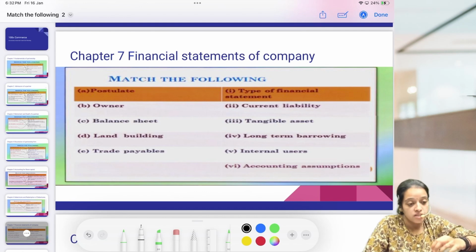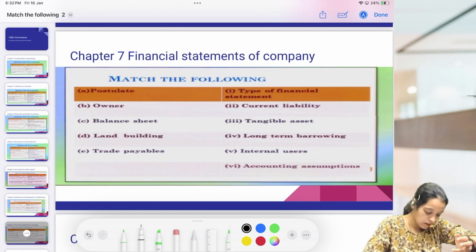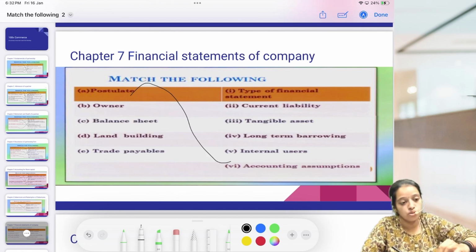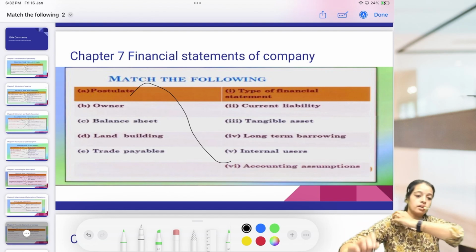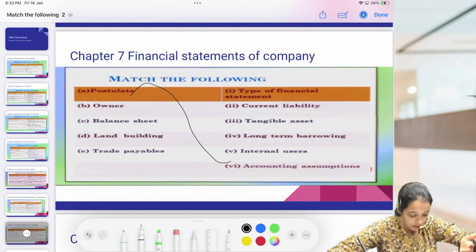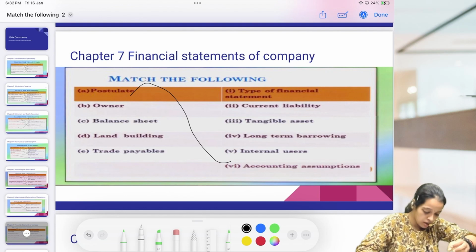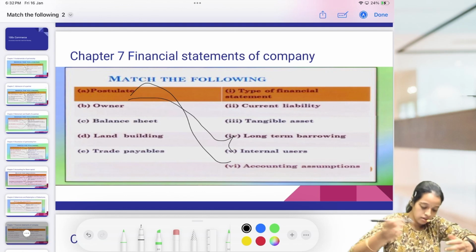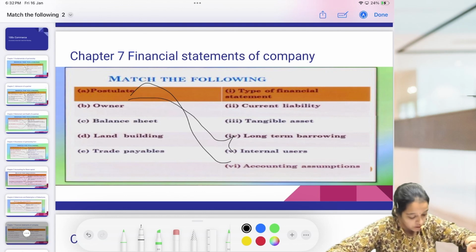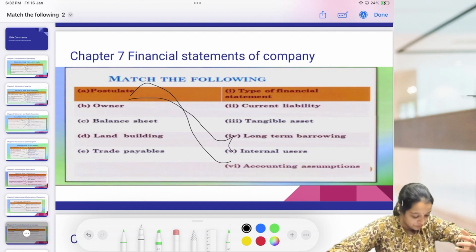Next, we are on the 7th chapter, that is financial statements of the company. Postulates, accounting postulates are nothing but the basic assumptions on which the accounting transactions of the business would be running. Next, we have is owner.